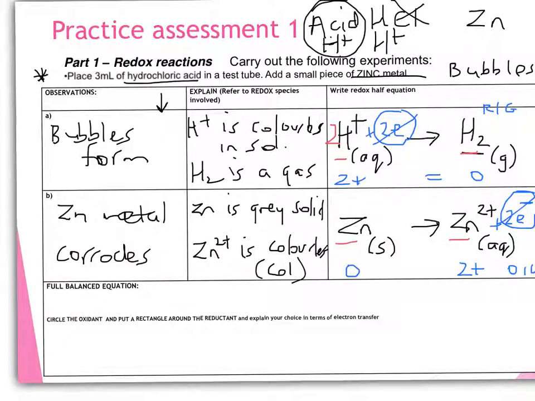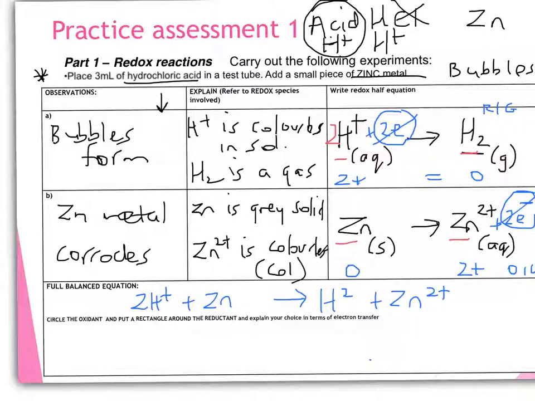So I'm going to go 2H+ plus Zn. Okay, so I'm just writing everything that's on the left of the arrow for both of the half equations. Goes to H2 and Zn2+. Okay, the electrons, remember, cancel each other out, so I don't have to write about them.